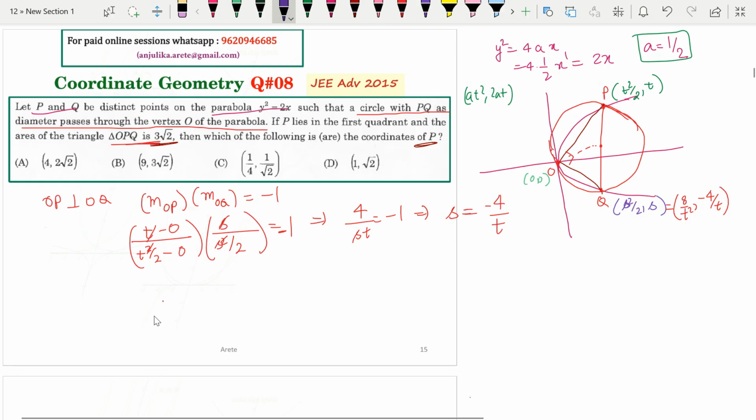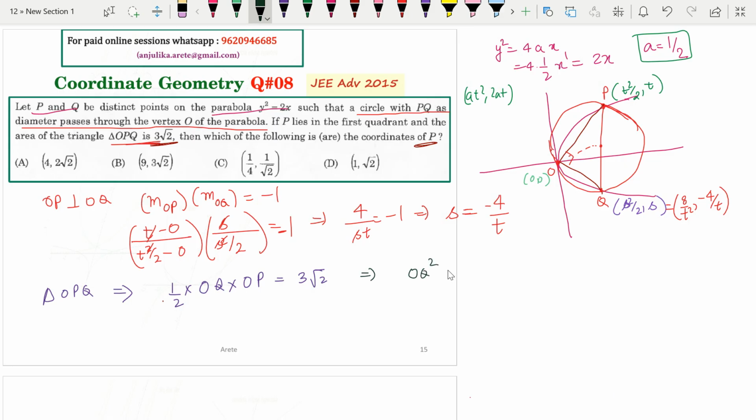Now the next thing given to you is the area, right? So let's start writing that. Area of OPQ, how much is that? Half times base times height. To our convenience, this is anyway a right angle triangle, so I can just take the base to be OQ and the perpendicular to be OP. This is 3 root 2. Now what do you do? Just get the distance. OQ, use your distance formula, and OP, use your distance formula. For convenience, you can square both sides. I will write OQ squared times OP squared is equal to 2.